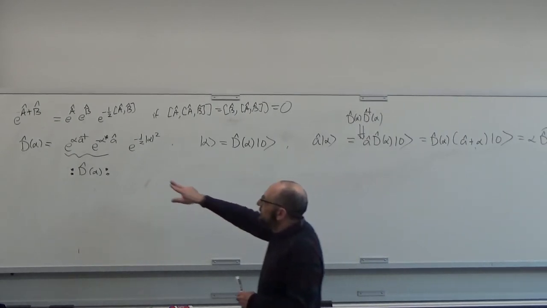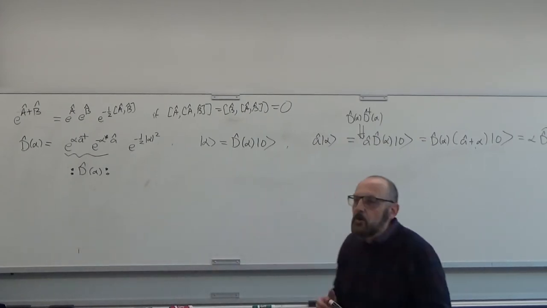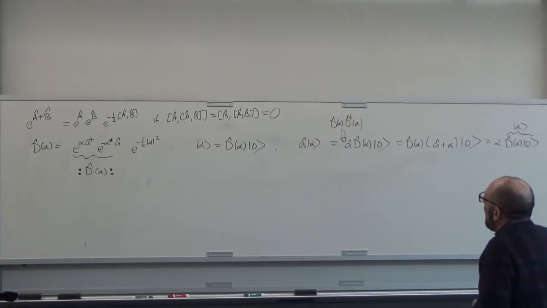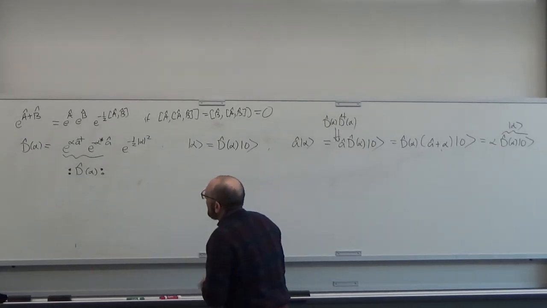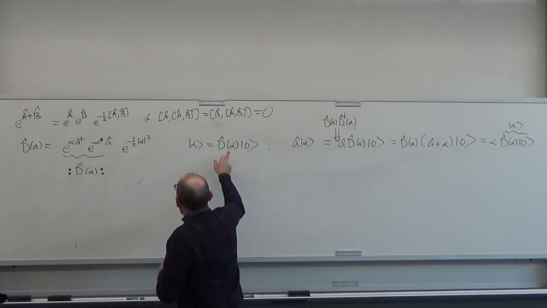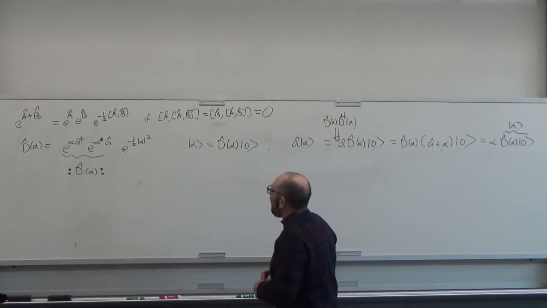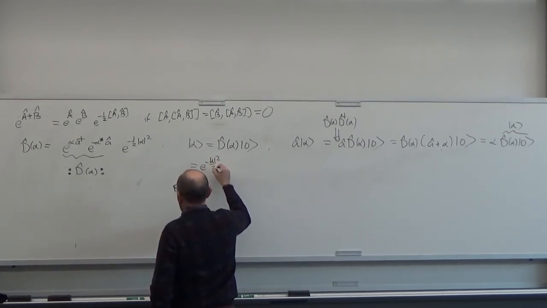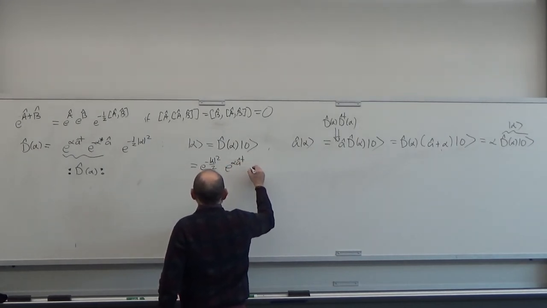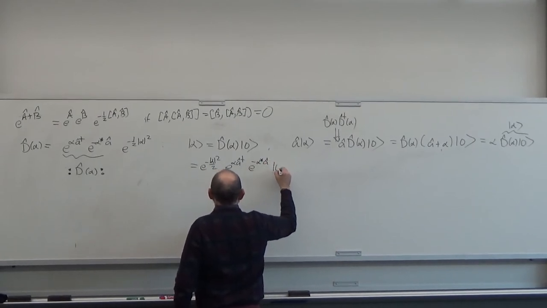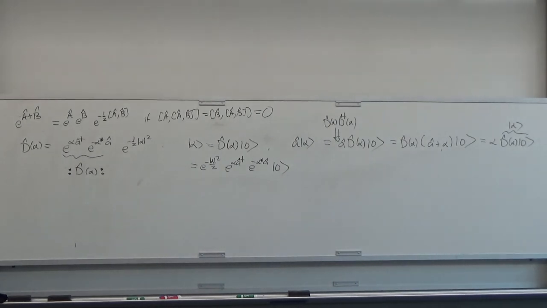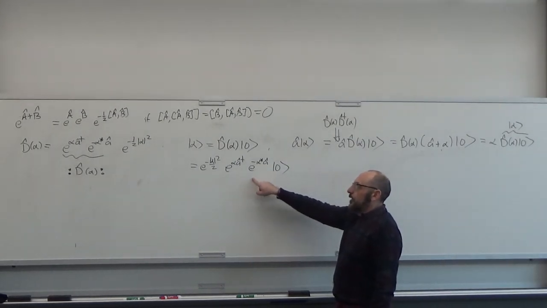We also can use this expression to quickly see how this state is a superposition of Fock states. If I use this expression given this normally ordered product, then this is equal to e to the minus alpha squared over 2, e to the alpha a dagger, e to the minus alpha star a acting on the vacuum, just using this equality that we derived from Baker-Campbell-Hausdorff. And now what? Well, this I can write as a power series.